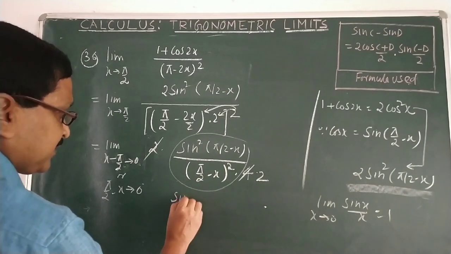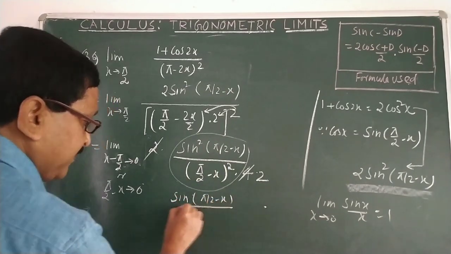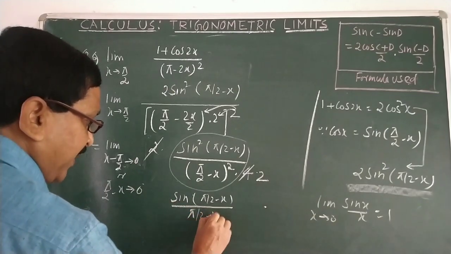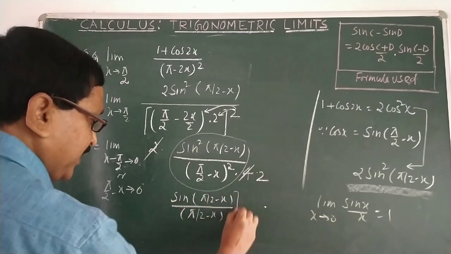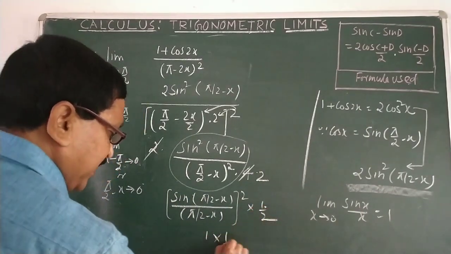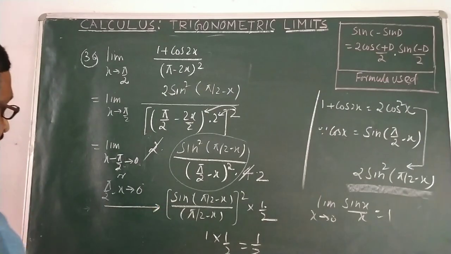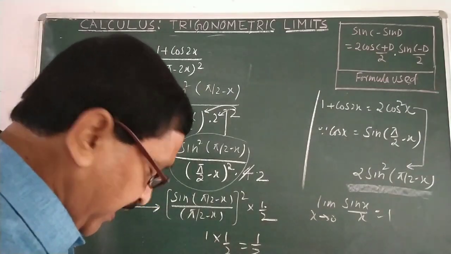So sin pi by 2 minus x by pi by 2 minus x whole square into 1 by 2. So this is 1 into 1 by 2 is equal to 1 by 2. This is the limit for this. So the answer is 1 by 2.